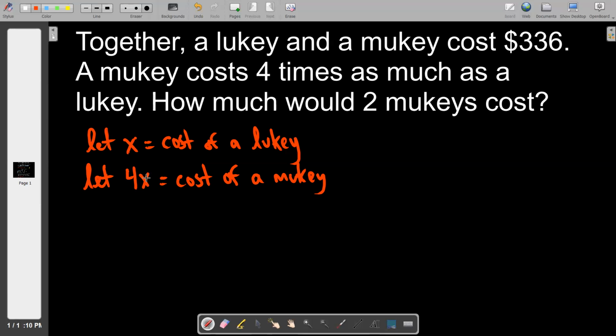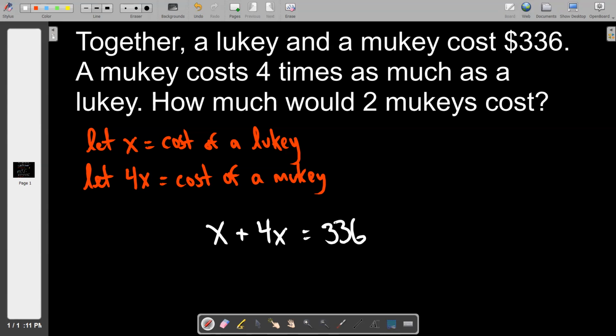Write an equation. Good. And this equation is going to come from the first sentence, which says together, a lookie and a mookie cost $336. What's that equation going to look like? x plus 4x. Perfecto. Cost of one plus the cost of the other equals 336. It says it straight up in sentence number 1. Step 1, check it off. Step 2, check it off.